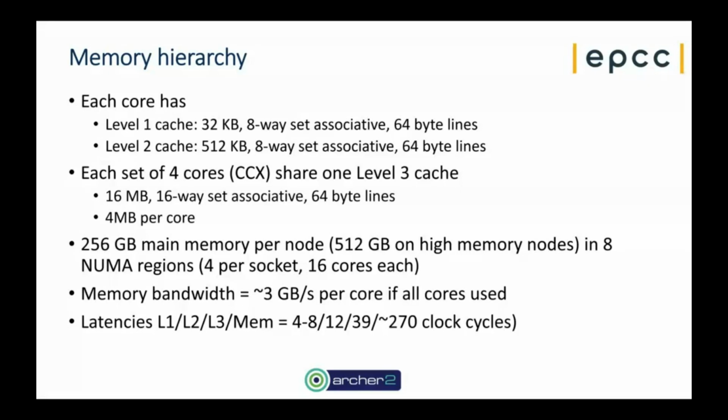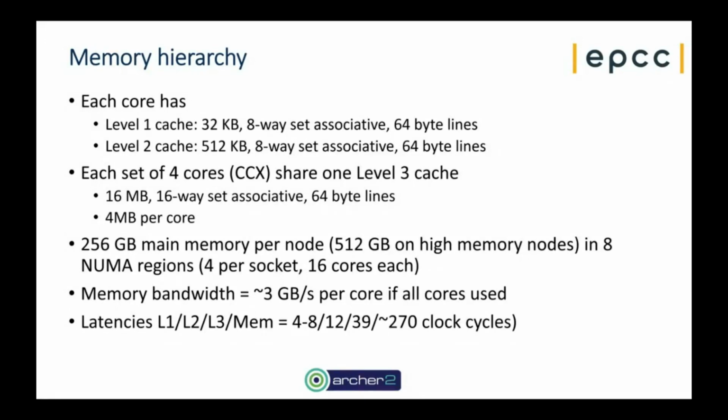There is 256 gigabytes of main memory per node in 8 NUMA regions. So there's 8. So each processor has 4 regions of memory, where there's slightly different memory access costs between them. And you can get about 3 gigabytes a second per core if all the cores are used. So the overall processor has quite high memory bandwidth, but because we've got so many cores on there, we don't have huge memory bandwidth per thing.